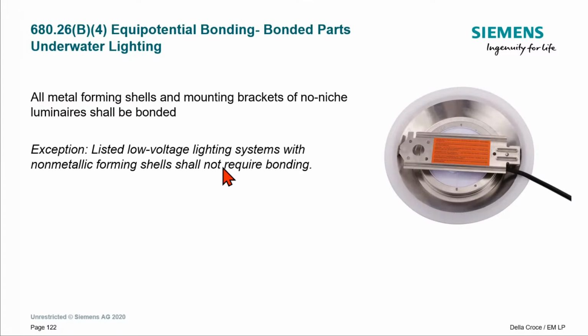How often these are used, who knows? I was just able to provide it as an example. So that's a bracket for a no-niche, but the takeaway here is the metal forming. The wet niche will still have a forming shell, and if it's metal, it's going to be connected. Typically it would all get connected inside, and if it is rebar, everything will be connected together.